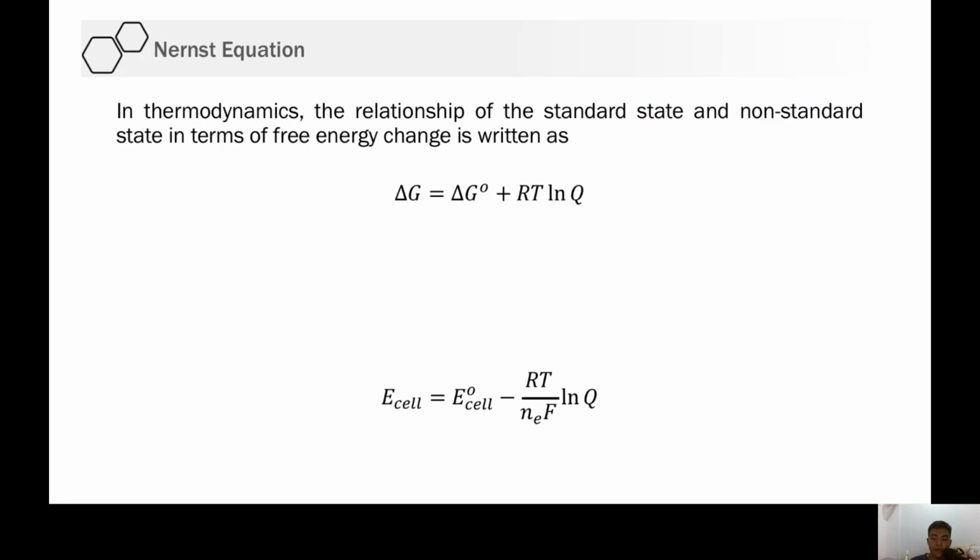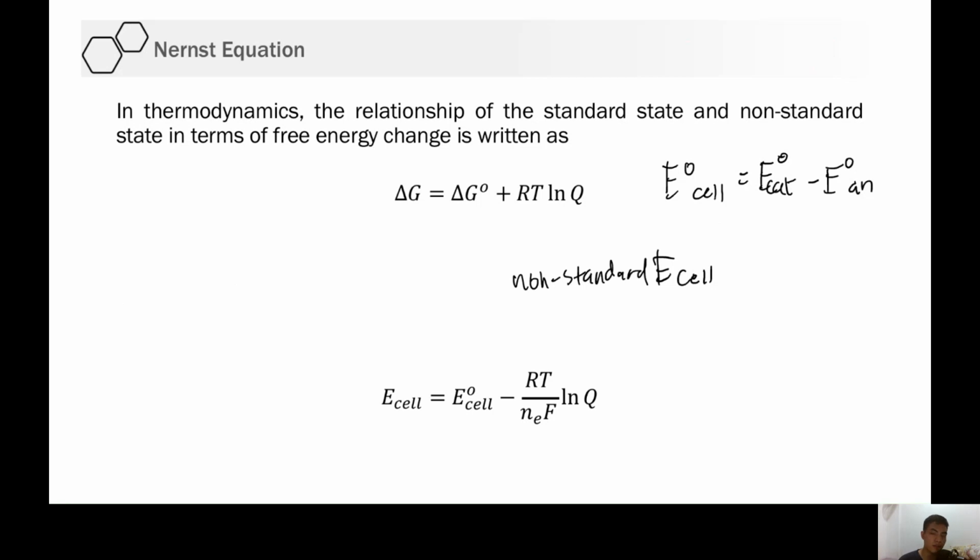And now for the last part of this chapter, let's talk about the Nernst equation. Take note that we have not given yet the equation for non-standard cell potential. We know that standard cell potential is E naught cathode minus E naught anode. But I have not given yet the equation for the E cell only, the non-standard.